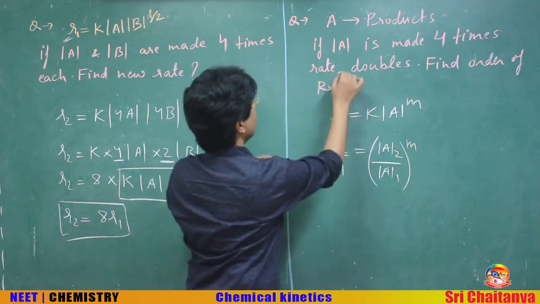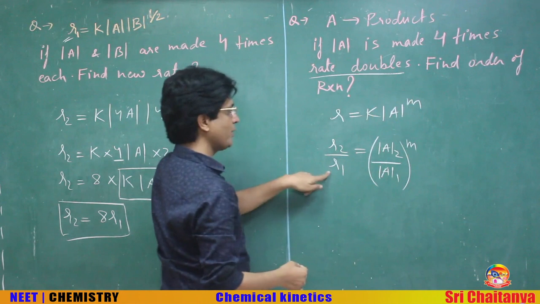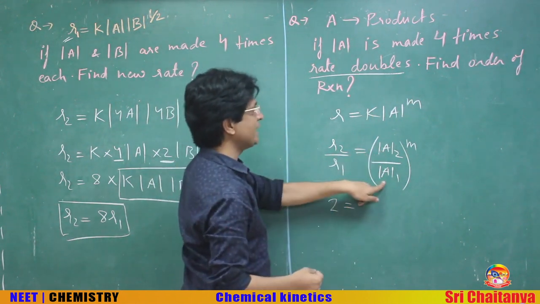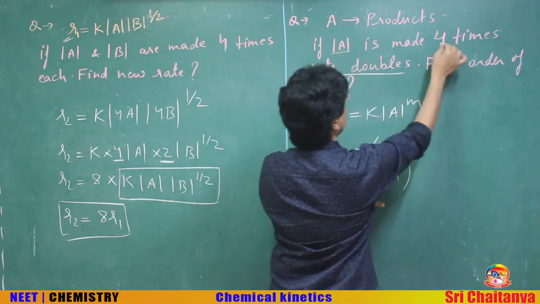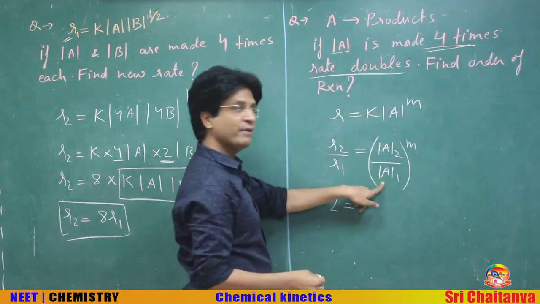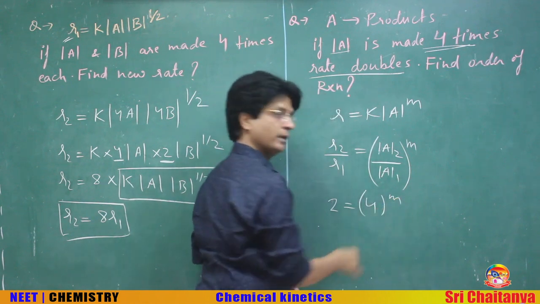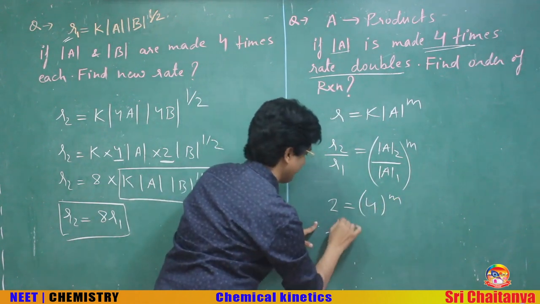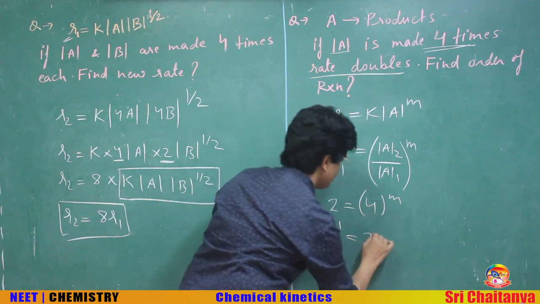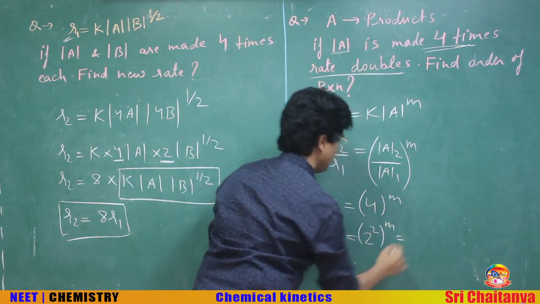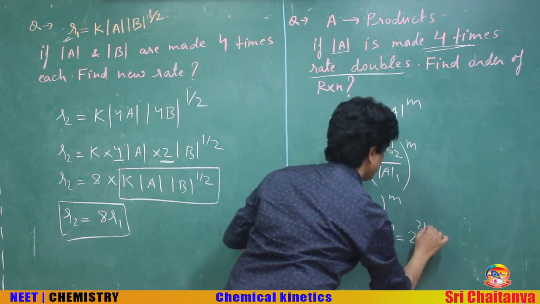Now they are saying the rate doubles. So R2 by R1 I can write as 2, which will be equal to (A2 by A1) to the power of m. They are saying the concentration of A is made 4 times. So A2 by A1 will be 4 to the power of m. Simplify that: 4 is 2 squared, so this will be (2 squared) to the power of m. This can be written as 2 to the power of 2m.